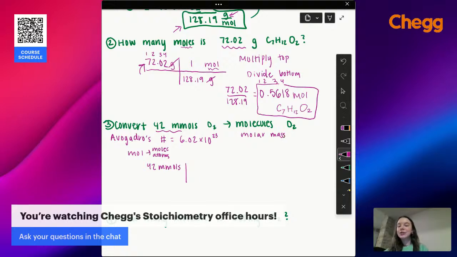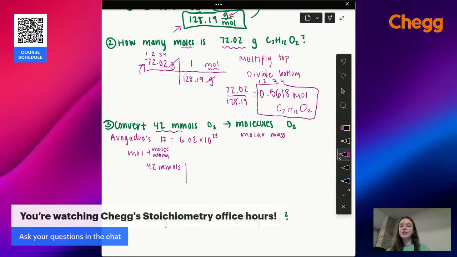But back to the problem, we are starting at 42 millimoles. In our first step, does anyone have any idea on what we need to do? I'm going to give you all about 5 seconds. 5, 4, 3, 2, 1. Okay, so first we need to go to moles.